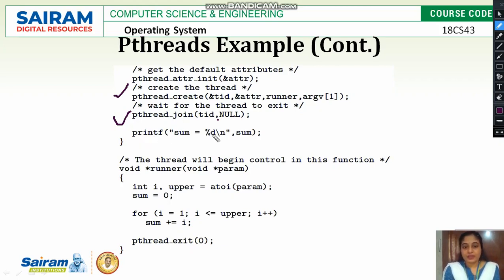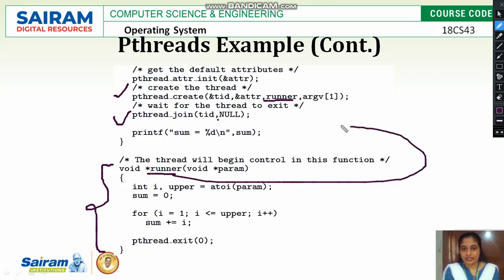printf sum, so it will print the sum value. The thread coming down, the thread will begin control in this function, void runner. So this is the function called by pthread. Once you execute the program main, the pthread which is created is given the function runner. So this is the function runner it is calling.